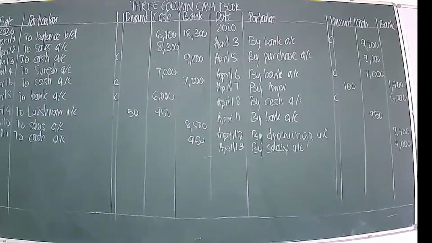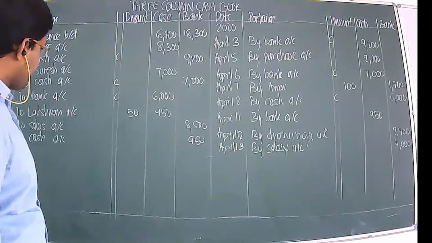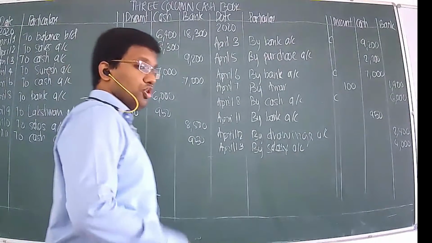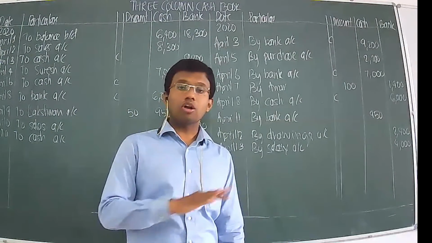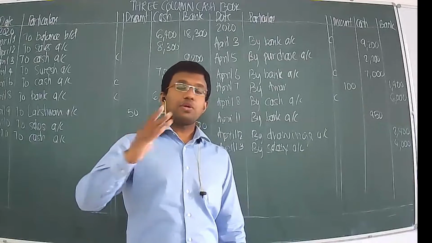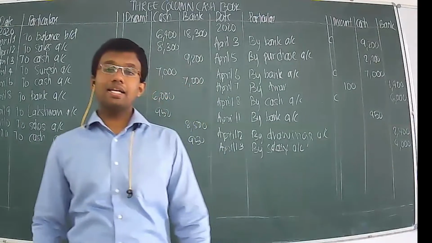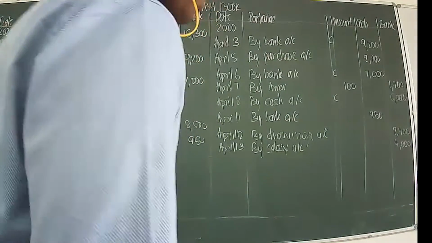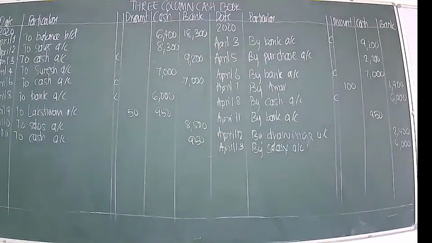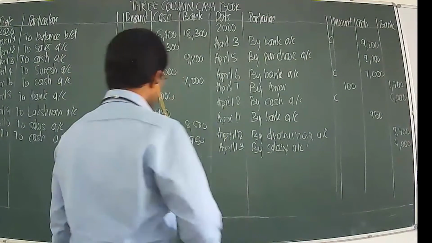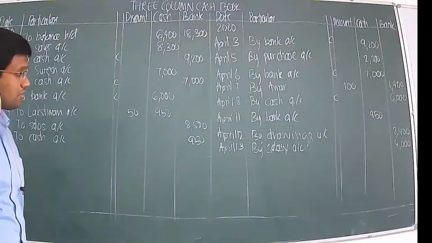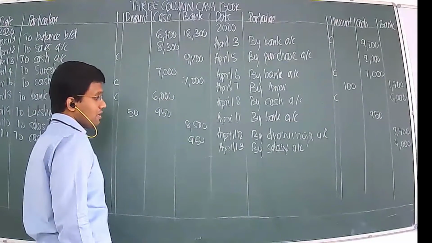Last one, Lakshman's check returned dishonored. Now what has happened with Lakshman's check? You deposited Lakshman's check into the bank account and it has not cleared. Remember, there is a process happening in the back end. The bank sends the check for clearing, and in this case the check did not clear. So which means the check has bounced.